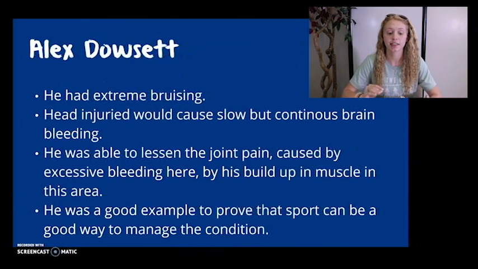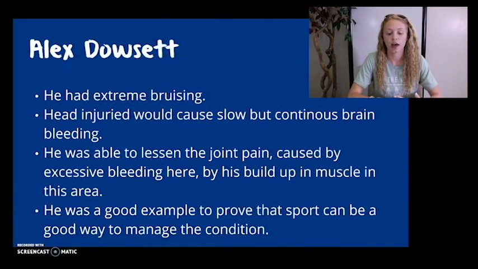So some characteristics that Alex had was the extreme bruising, which I just spoke about. If he had a head injury, it would cause slow but continuous bleeding in the brain, so that if it was left untreated for like a week or so, he could die from that.